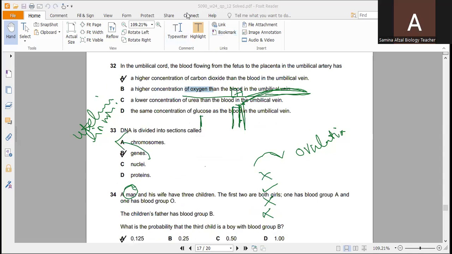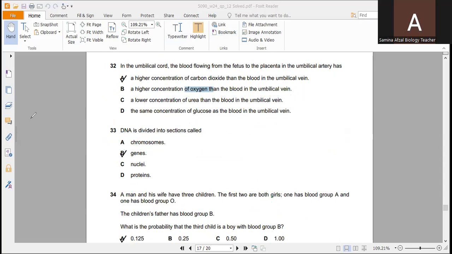Question number 32. In the umbilical cord, the blood flowing from the fetus to the placenta has a higher concentration of carbon dioxide than the blood in the umbilical vein. The umbilical artery carries the deoxygenated blood, and the umbilical vein will carry the oxygenated blood. So this is the correct option.